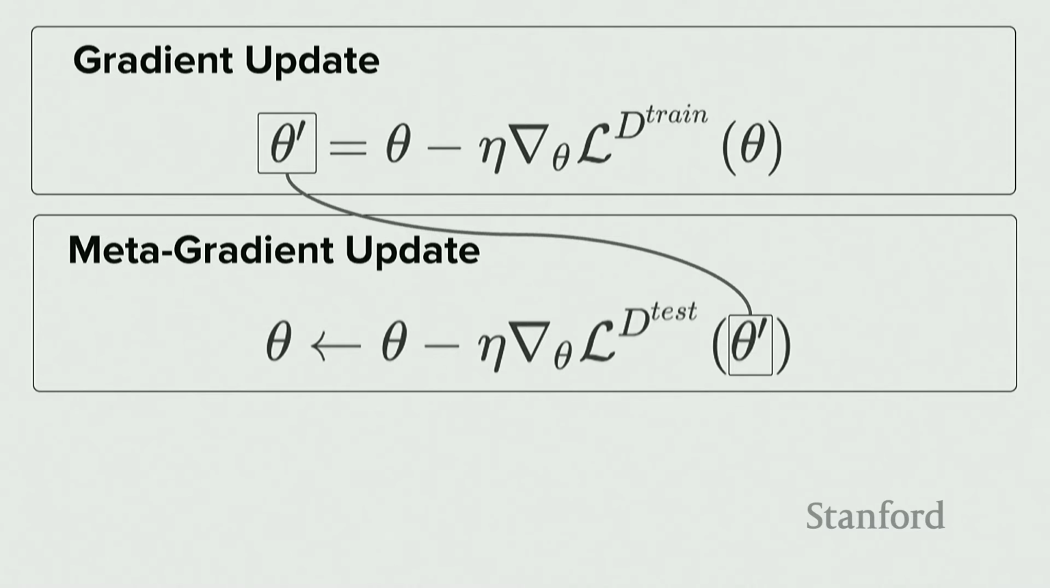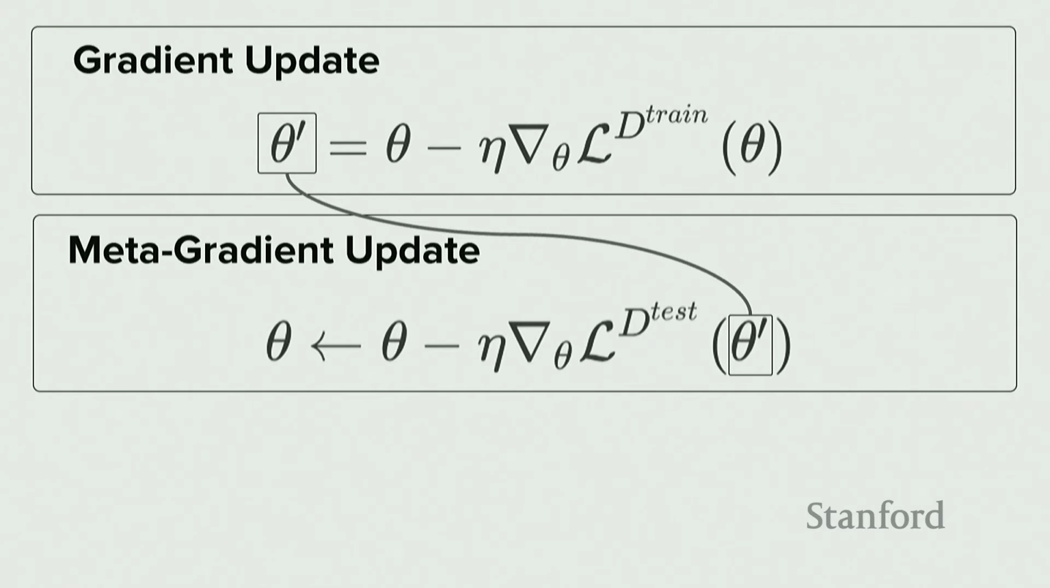Typically, during meta training, gradient updates first occur on your training data set for your task. You update your parameters theta to theta prime using your training data set. Then you compute the predictions on the test data set, and you take the derivative of the loss with respect to the original parameters theta to update them. But this involves a second derivative.